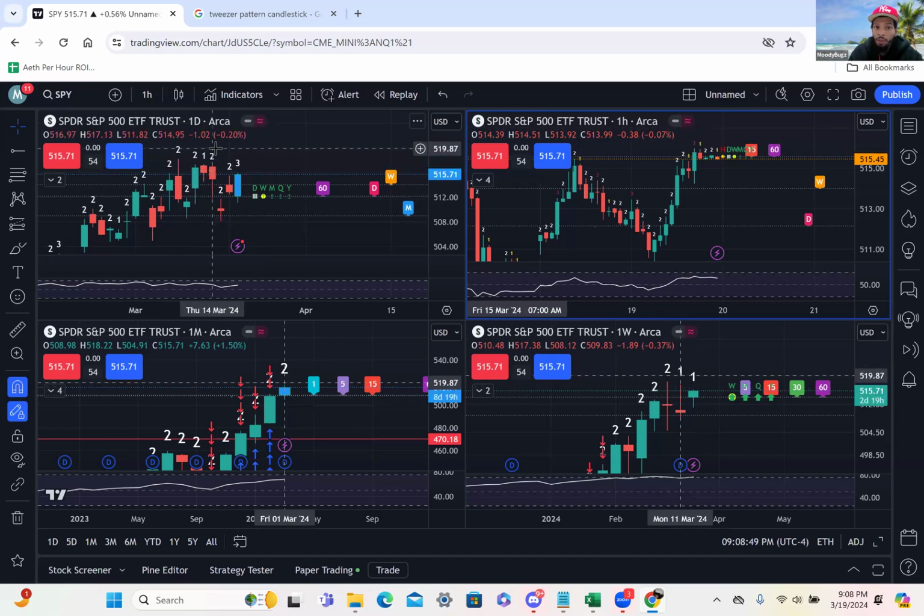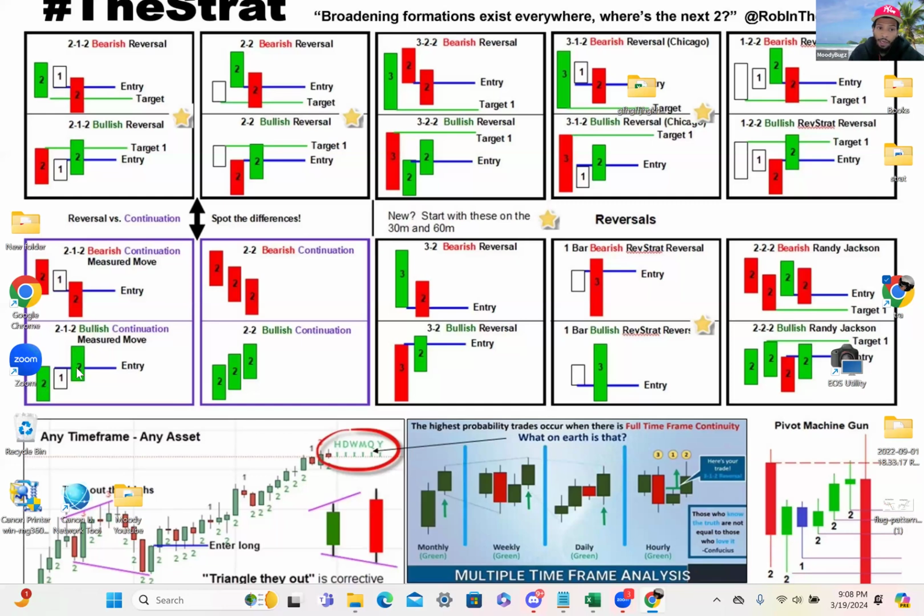You would have thought it was a 2-1-2 to the upside, meaning this right here, where you see Zoom at, because I know sometimes I can't see where you see my recycling bin all the way to the left over here by Google Chrome, 2-1-2 bullish reversal continuation. You would have thought it was a continuation, right?